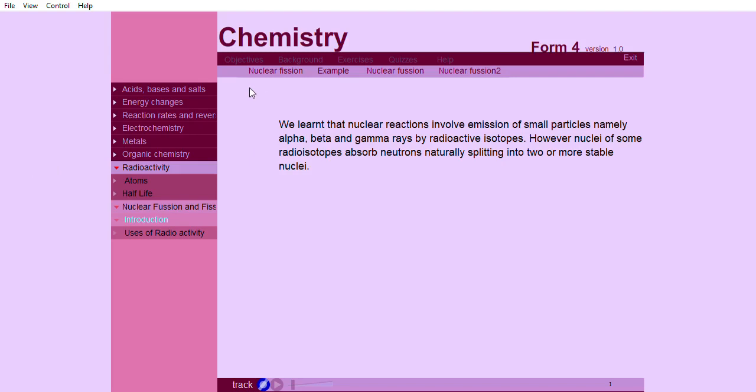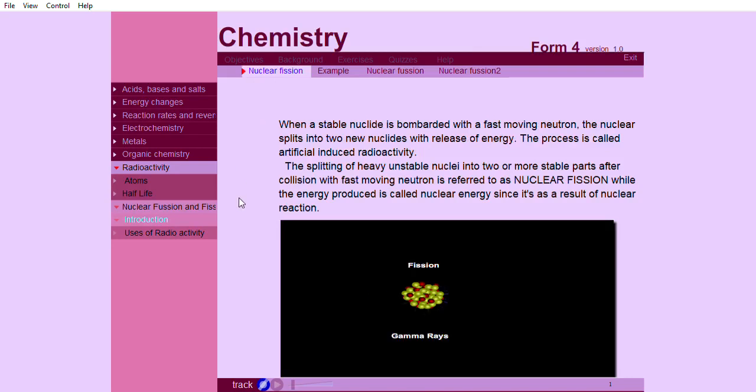However, nuclei of some radioisotopes absorb neutrons naturally, splitting into two or more stable nuclei. When a stable nuclide is bombarded with a fast-moving neutron, the nucleus splits into two nuclides with release of energy. The process is called artificial induced radioactivity.